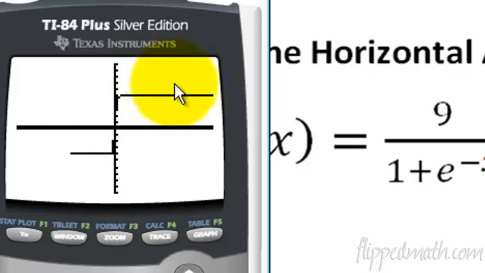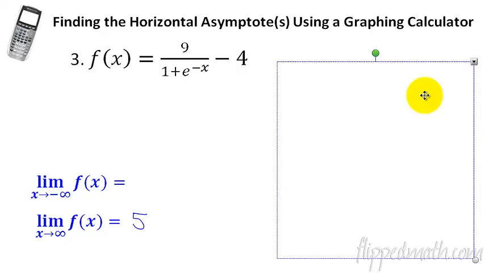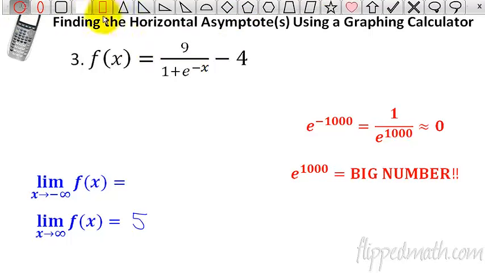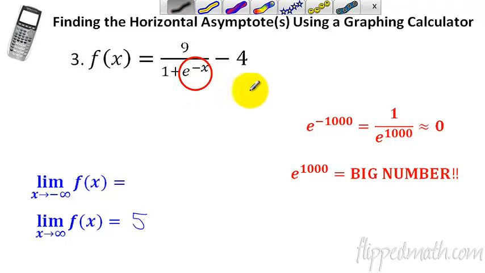Well, this is called a logistic function, and the calculator has a hard time finding end behavior, and this is why. Let's focus on just this portion right here. So if I plug in a value into x, let's say I plug in 1,000. E to the negative 1,000 is the same thing as 1 over e to the 1,000, and that's about 0. 1 over a really big number is 0. So the calculator recognizes that.